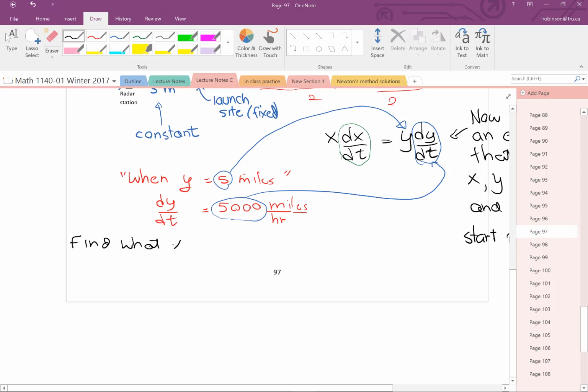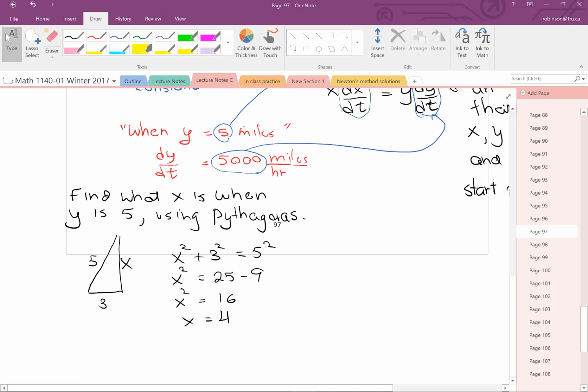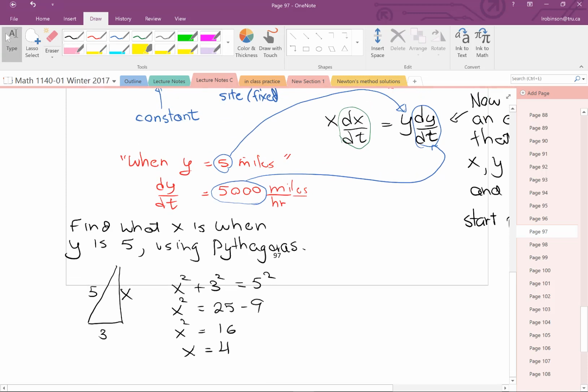Find what x is when y is 5 using Pythagoras. So remember down here it's always 3. So we just have x squared plus 3 squared equals 5 squared, or x squared equals 25 minus 9. X squared equals 16, so x is going to equal 4. It's a distance, so we don't have to worry about the negative solution. So we can take that 4 and plug it in for x. So now we've got values for everything except our unknown rate.